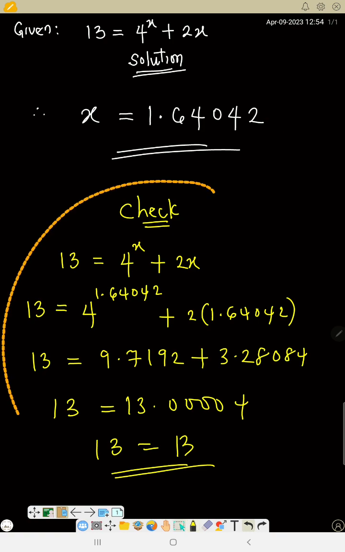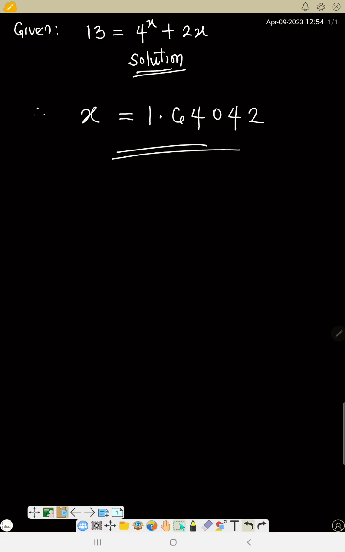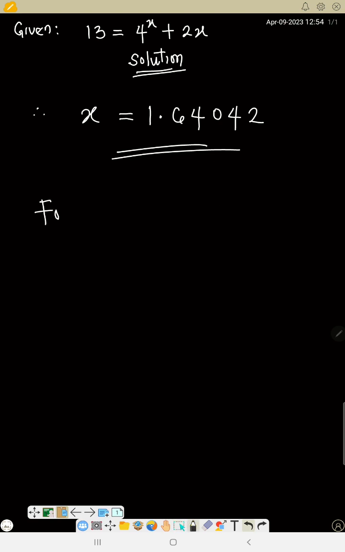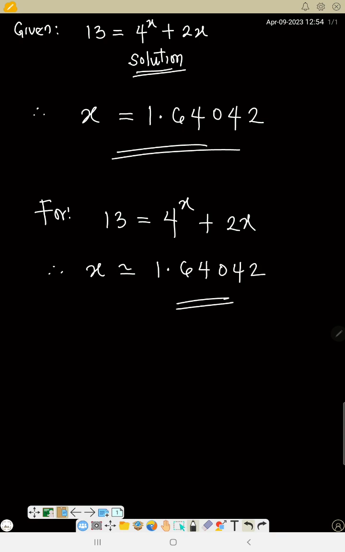So we have shown now that for 13 equals 4 raised to power s plus 2s, s is approximately equal to 1.64042. Done.